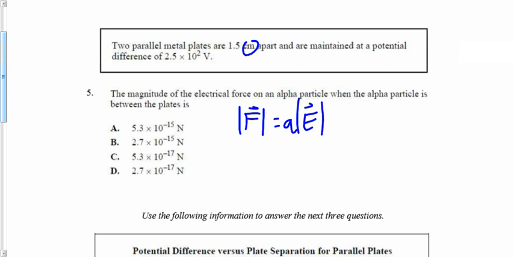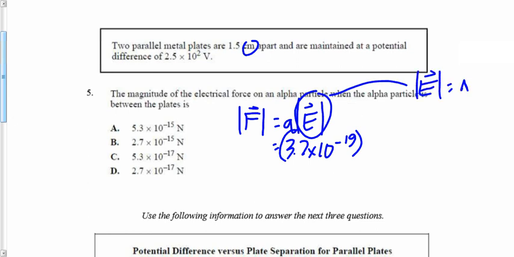What's E? We don't know, right? Charge is 3.2 times 10 to the minus 19. Remember, we're allowed to use either of those bottom two equations because it's a uniform field.